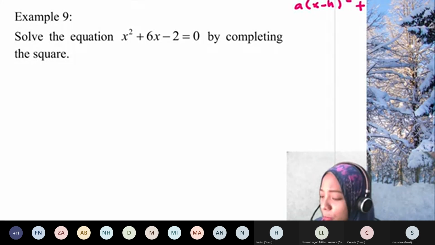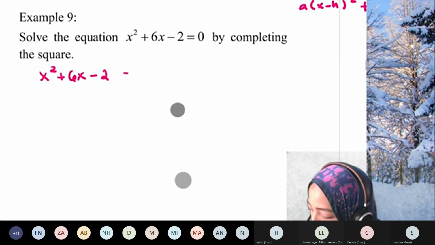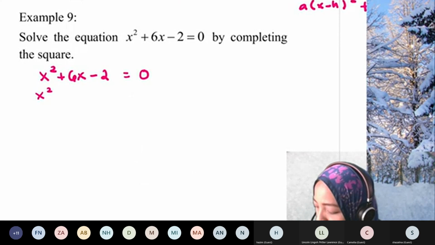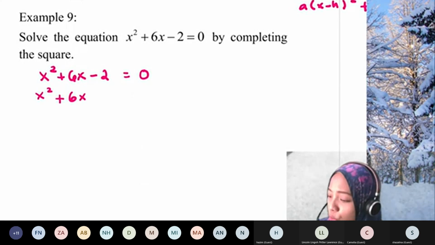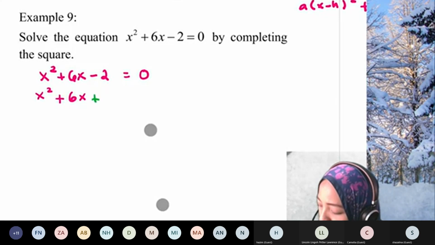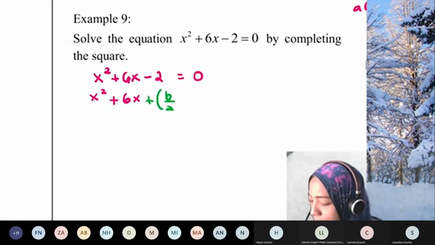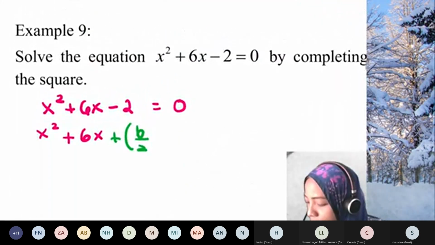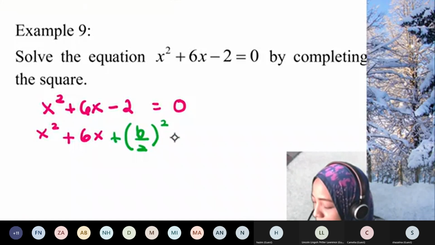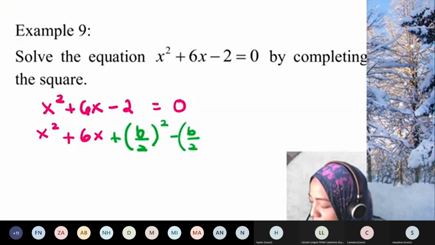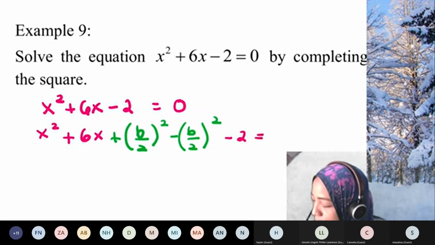Okay, yang kedua adalah kita nak complete the square. So x square plus 6x minus 2, I rewrite back equals to 0. Okay, so x square salin dulu. Dengar I cakap, salin dulu. The first two term salin dulu. And then plus with b over 2. Kalau you tak mahir, you buat dulu b over 2. Square, nama pun complete the square, mesti ada square. Pandai-pandai tambah, tolak semula. Okay, pakai pen warna lain, minus 2 equals to 0.